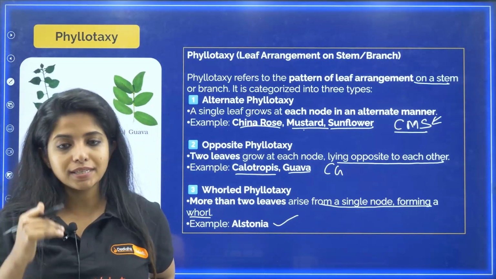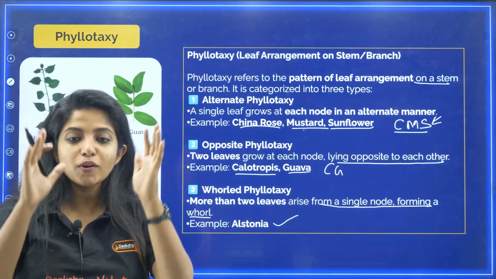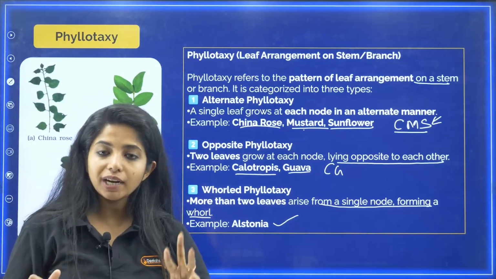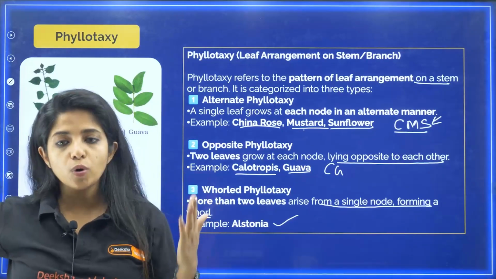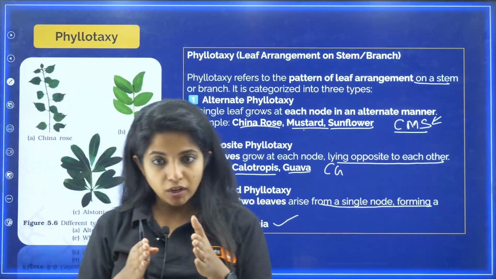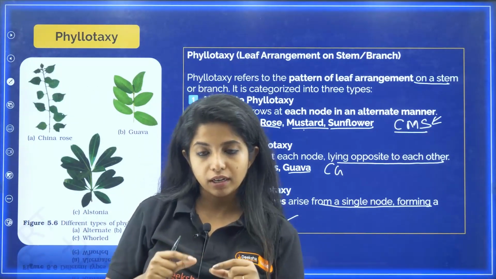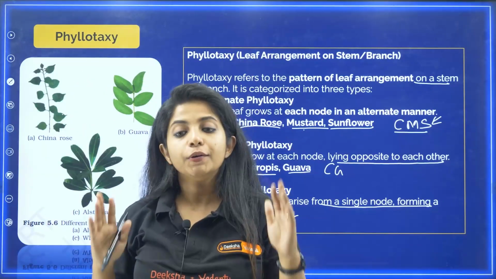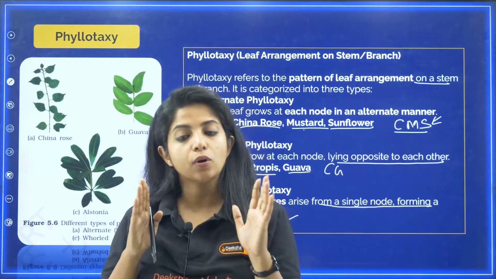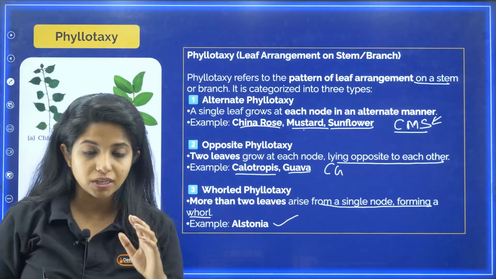So phyllotaxy is what? Leaf arrangement on the stem or the branch. You have three types. One is alternate phyllotaxy, second is opposite phyllotaxy, and the third one is whorled phyllotaxy. Alternate means at one node there will be one leaf, at the next node there will be one leaf. Again it goes like this. You can see this in China rose and also sunflower and also mustard.